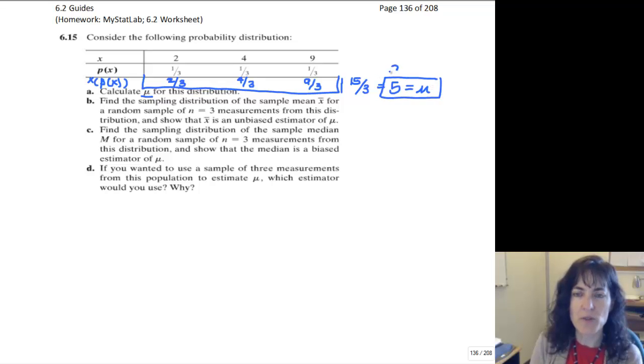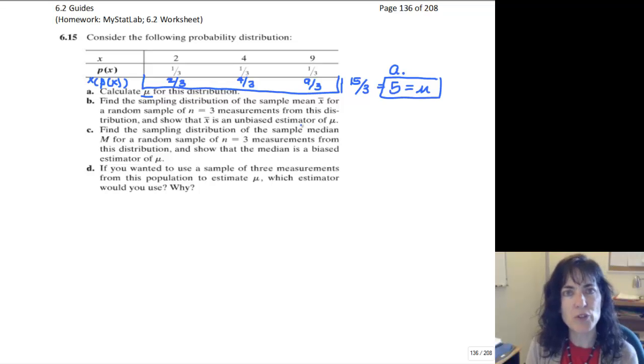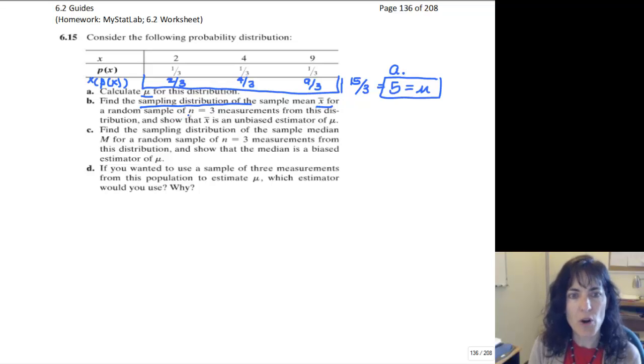So that's my answer for part A, finding mu just like we have in the past. Find the sampling distribution of the sample mean x bar, so we're talking about x bar, for a sample of n equals 3 measurements from this distribution, and show that x bar is an unbiased estimator of mu.